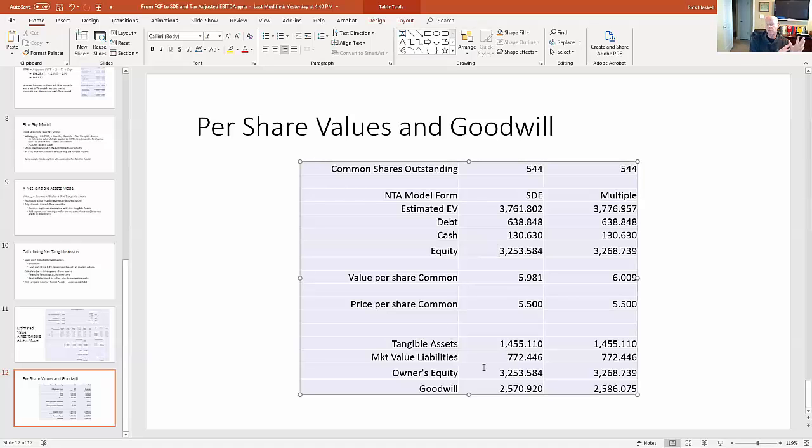Well, if total assets equals liability plus owner's equity, and if total assets equals tangible plus intangible assets, I can rewrite the equation that says intangible assets, or goodwill, is equal to liability plus owner's equity minus tangible assets. And so that's what I've done, and it helps me find my goodwill value of 2,570,92 or 2,586,07. I hope this has been a little bit instructive for you.